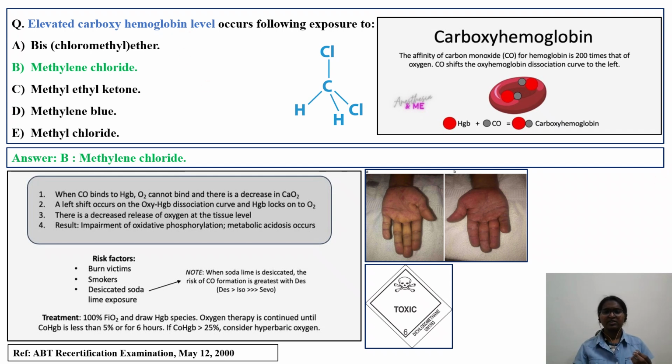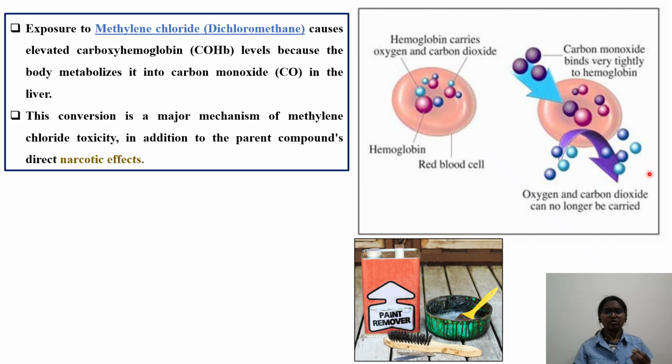Let's see what it is exactly. Another synonym for methylene chloride is dichloromethane. Methane is CH4, and in methylene chloride two hydrogens are replaced with chlorine. It causes increased carboxyhemoglobin levels, because of what it is doing.